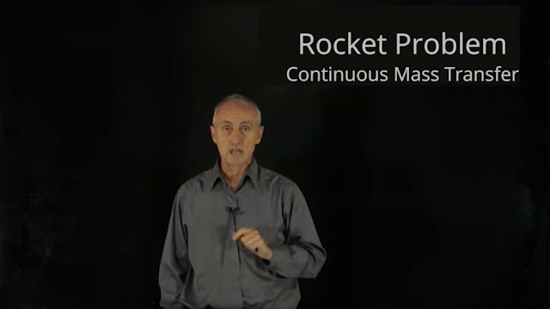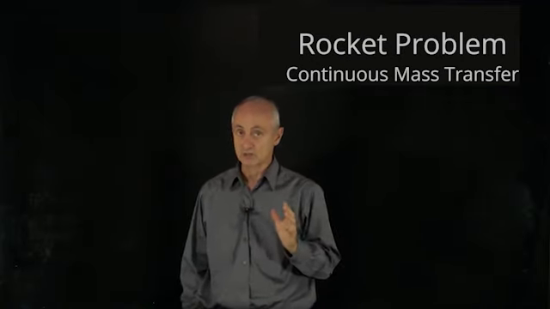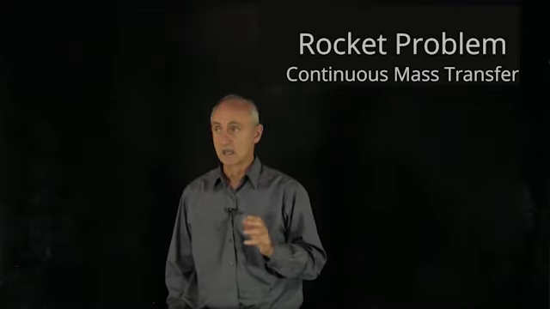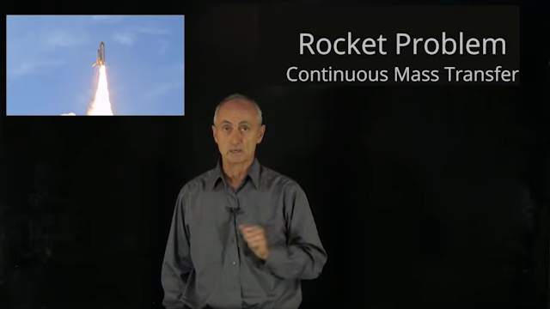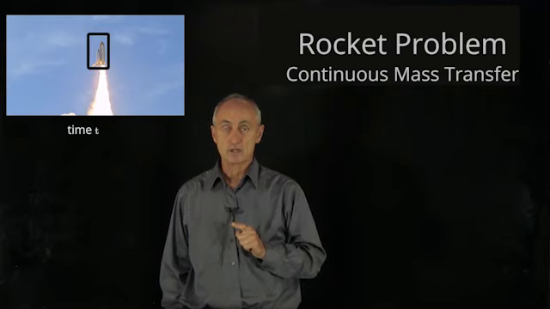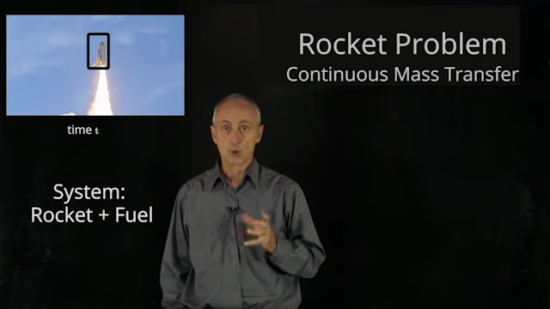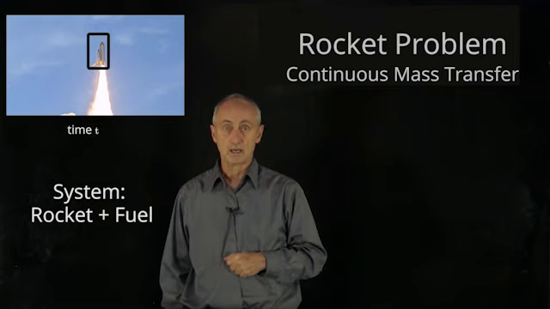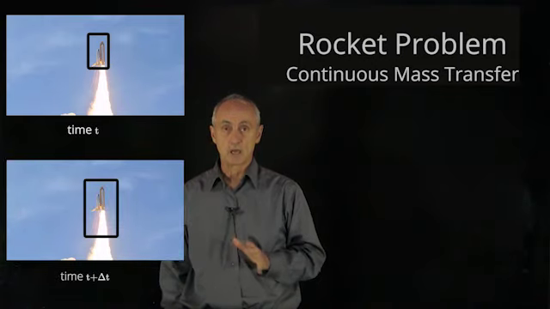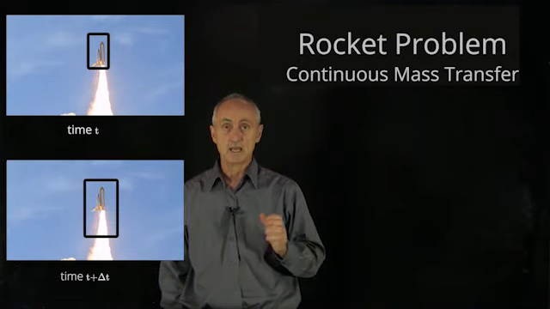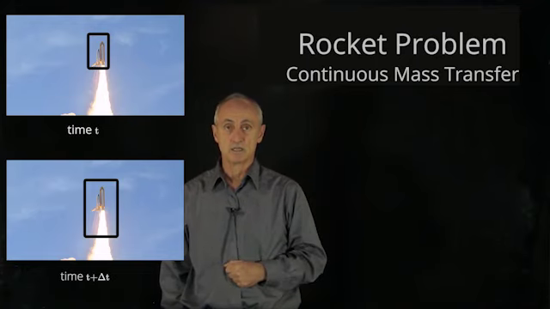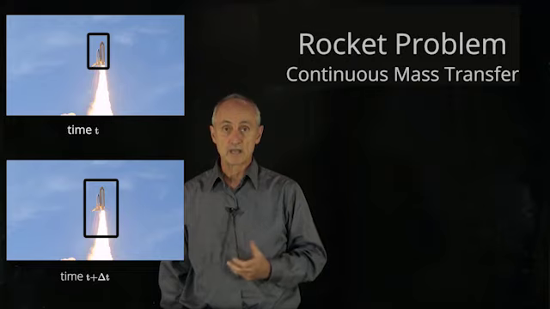Now, the next step is that we have to identify what our system is. In this case, our system is going to be the mass of the rocket at time t. That mass is the dry mass of the rocket plus all the fuel that's still in the rocket at time t. And this mass will stay the same between times t and t plus delta t, even though some of the mass has been ejected downward. So our next step is to look at the mass conservation of the system.